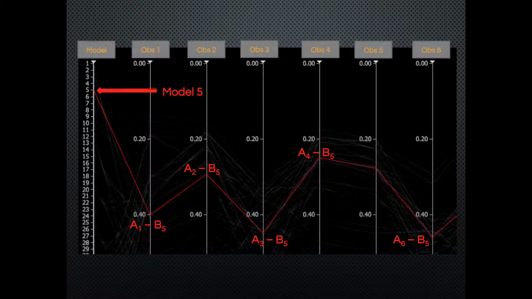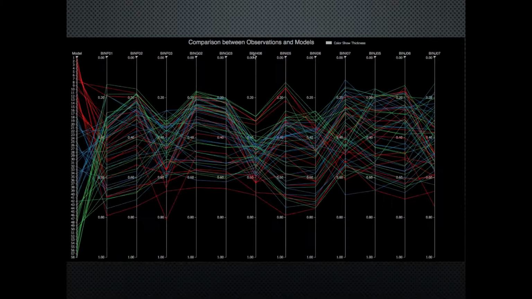In this figure, the first axis is the model axis, and the following axes are the observation axes. So what it means is, for example, I have model 5. It starts from model 5, and then the difference between this model and the first observation is shown in the second axis. That's the following. In such a way, I can plot all my 600 numbers in one figure. It looks a little messy at first, but we can sort it out.